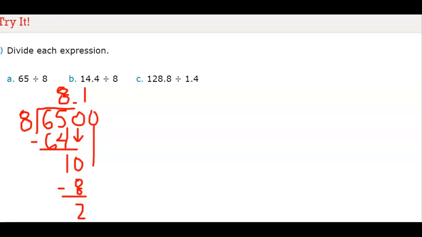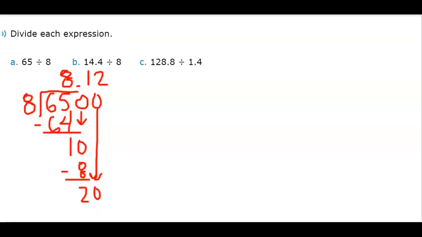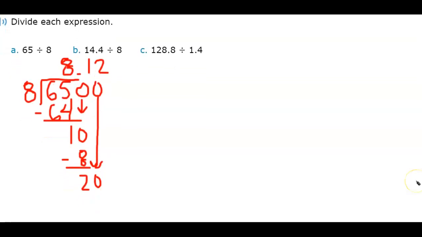I'm going to add another 0. Drop it down. Then I get a 20. 8 goes into 20 twice. That's going to give us 16. So then we have to subtract 20 and 16. That equals 4. Then I add another 0. Drop it down. And then 8 goes into 40 5 times. And then 8 times 5 is 40. So then 40 minus 40 will equal 0. So the quotient would be 8 and 125 thousandths.